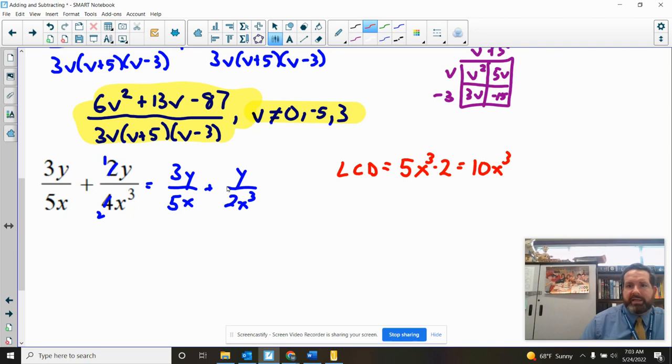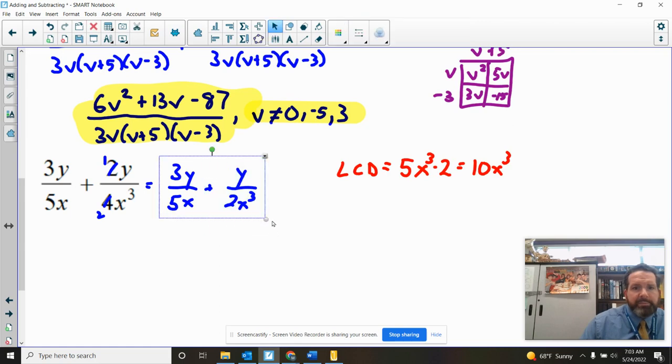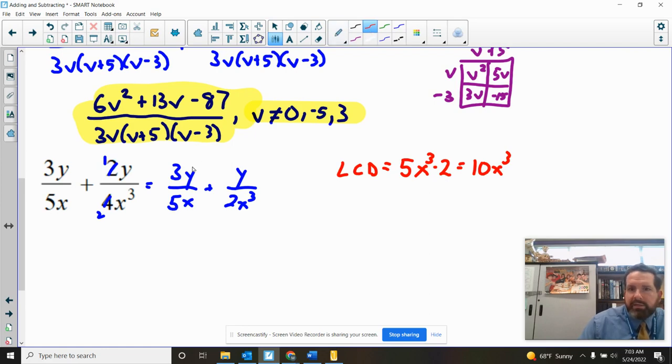Let's adjust things here then. I didn't leave enough space, so we'll just kind of shove it in a little space here. All right, so to turn a 5x into a 10x to the third, we need to multiply by 2x to the second. The reason it's x to the second is I already have x. So to get to x to the third, I only need an additional x to the second to make that happen. In the second fraction, we're just going to multiply by 5 on the top, 5 on the bottom. That'll take the 2 and make it a 10.